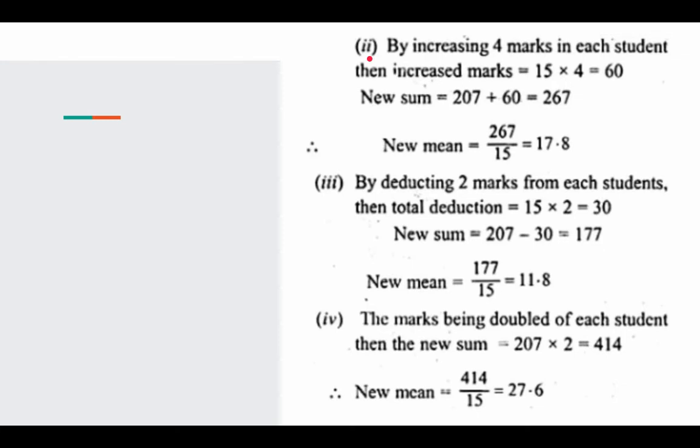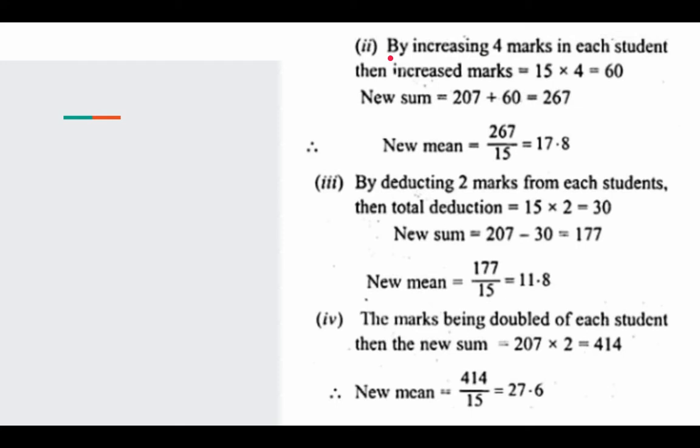Up to first part understood now? What is to be done? Add all the marks upon number of students. So that is 207 upon 15, which comes out 13.8. Now the second part of the question says, from here you need to be very, very attentive, everyone pay attention. The mean of their marks when marks of each student are increased by 4. By what am I increasing the marks? I am increasing each student mark by 4.